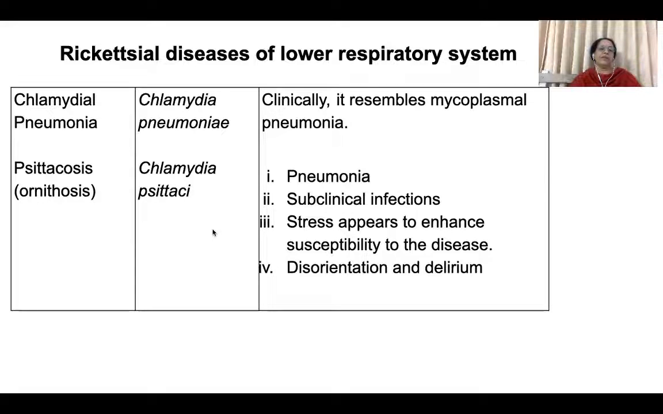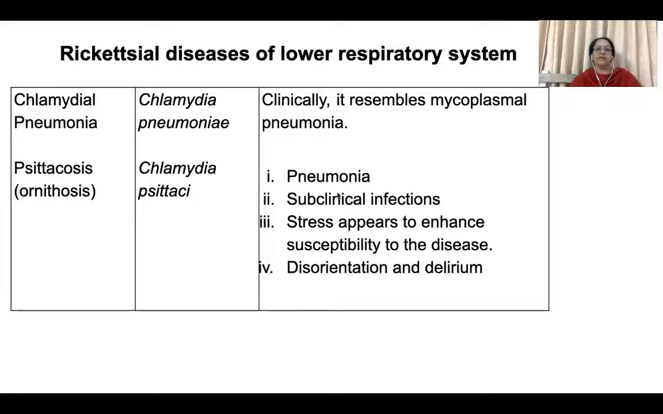Second rickettsia is Chlamydia psittaci. The disease is psittacosis or ornithosis. Ornith means avian or bird category, as this organism is present in birds, or birds serve as a reservoir of this rickettsia, so the name given to the disease is ornithosis.